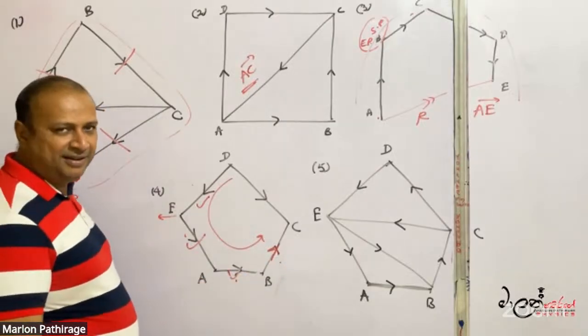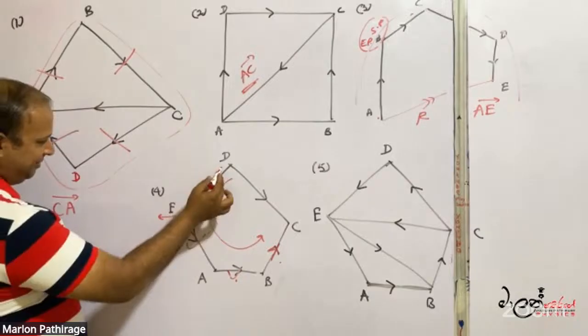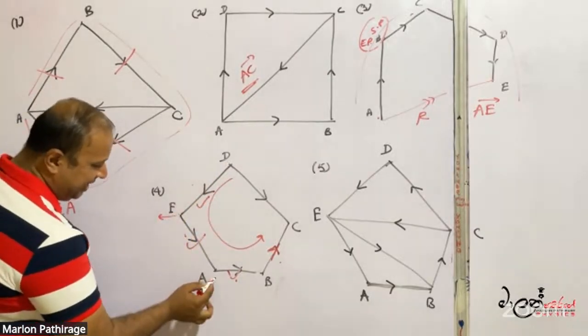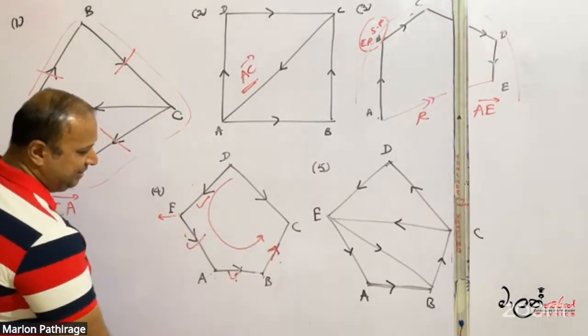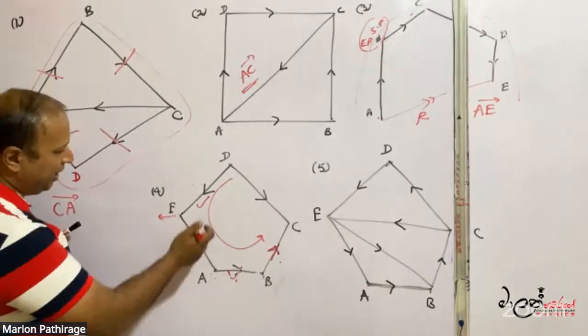So what is the addition? DA, EA, AB and BC. So you can remove all of them.